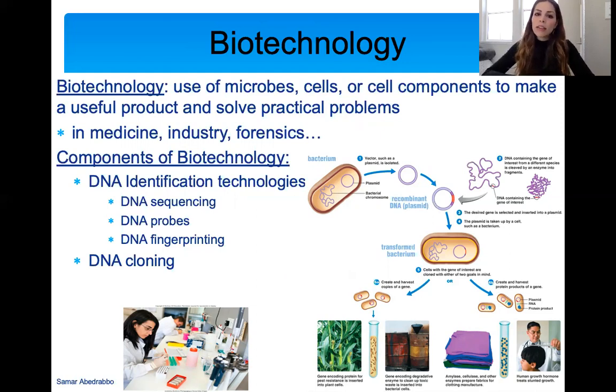So that's biotechnology. And then forensics. How do you identify who is the criminal in a murder case? How do you use that DNA? And components of biotechnology, so different experiments that are used in biotechnology are things that help you identify DNA. And this is where we're going to talk about DNA sequencing, DNA probes, and fingerprinting. And we are going to learn about what DNA cloning is.